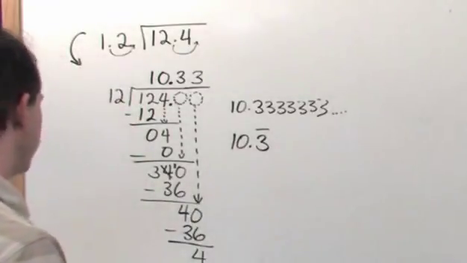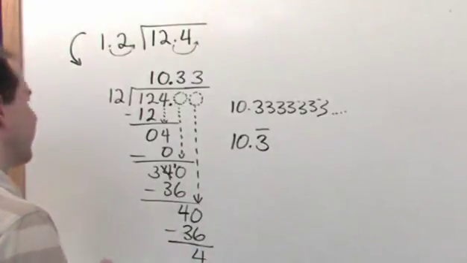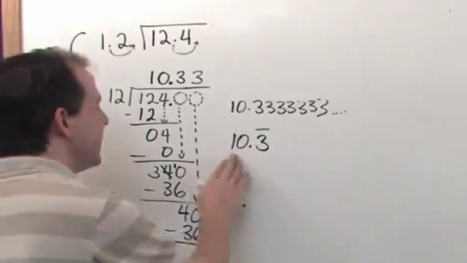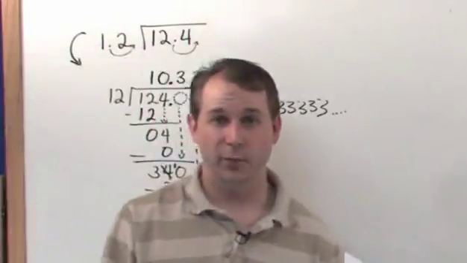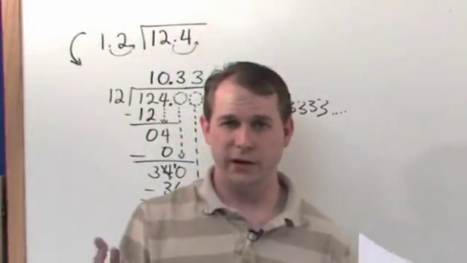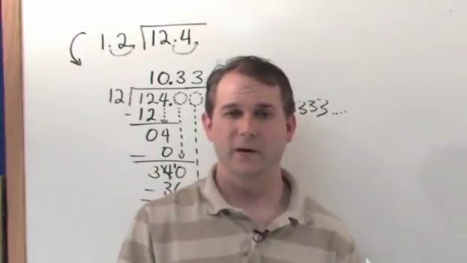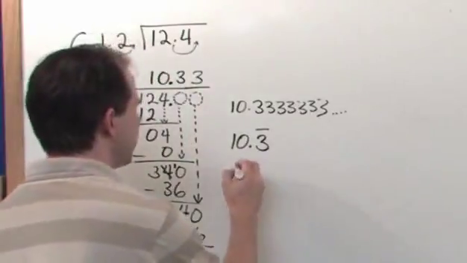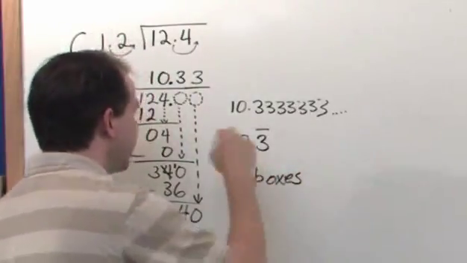So here's where we stand. A tree is 12.4 feet tall and the boxes are 1.2 feet high. How many boxes do you need? Well, you need 10.333333 boxes, and you're not going to get 0.3 of a box. So really and truly, in order to reach the top of the tree, you need 11 boxes, because you cannot go to the store and buy 0.3 of a box.